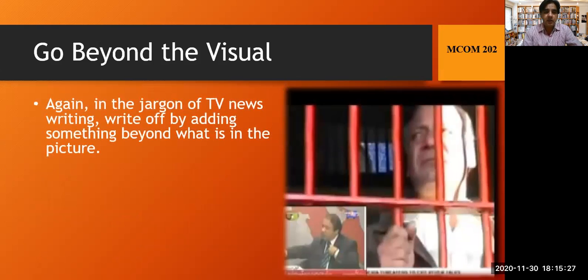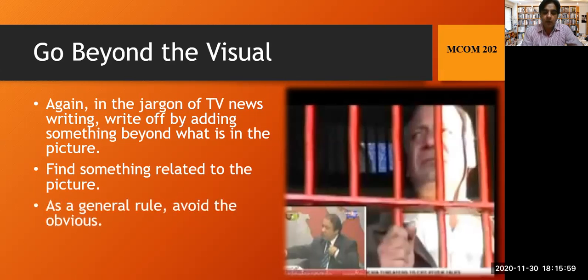Remember this picture. In the jargon of TV news writing, write off by adding something beyond what is in the picture. This picture of Nawaz Sharif has a whole story. Any novice sub editor can write Nawaz Sharif behind the bars, something like that, or Nawaz Sharif in Attock jail. But you should go beyond what is in the picture. Find something related to the picture. As a general rule, avoid the obvious line. Obviously, everybody will write the same line, that Nawaz Sharif is behind the bars.